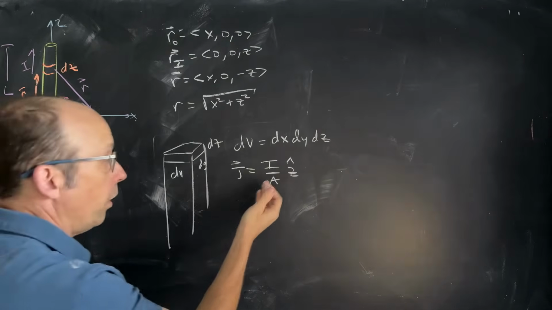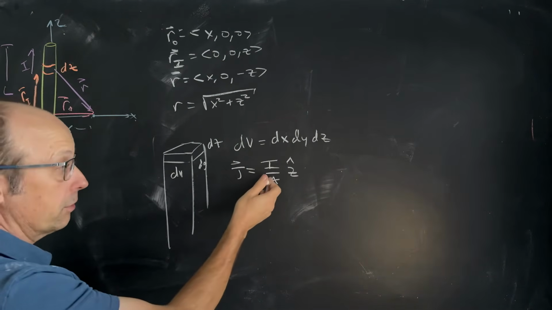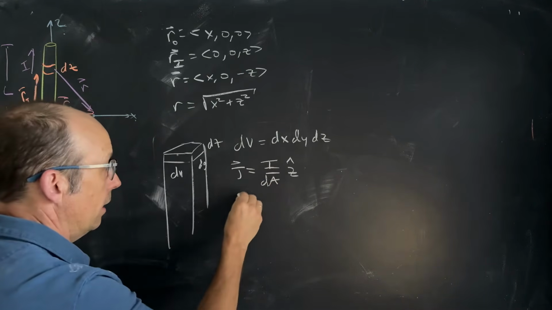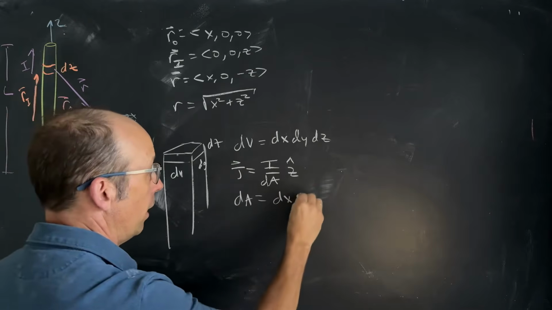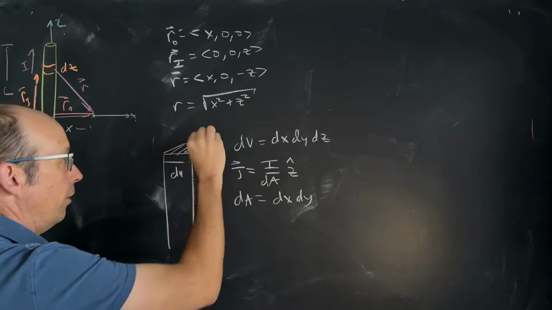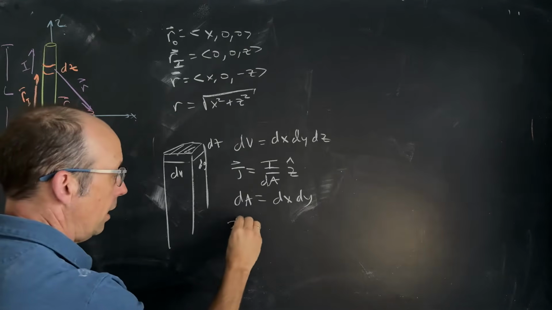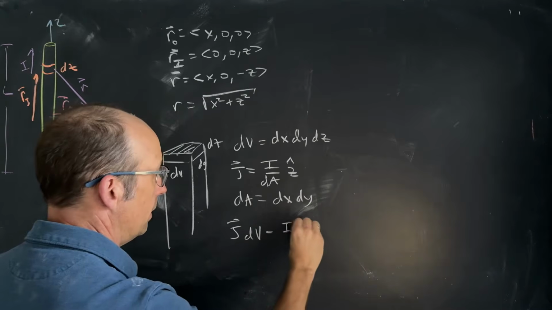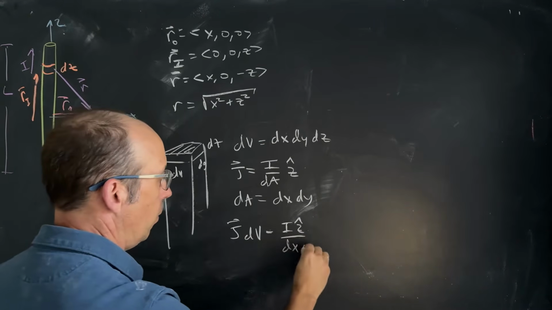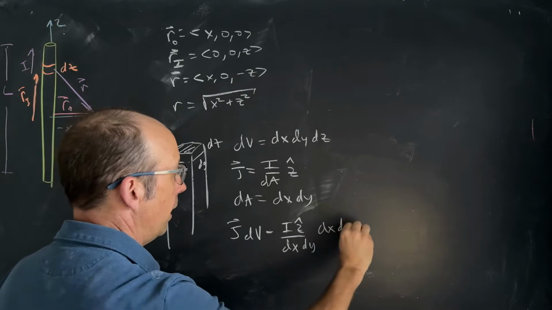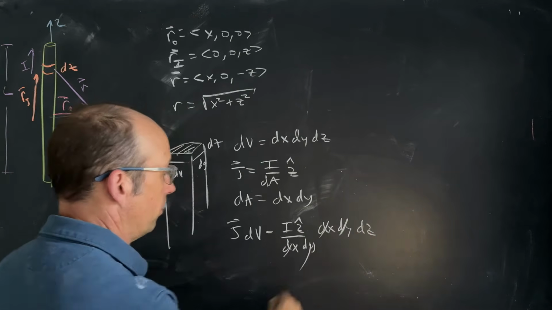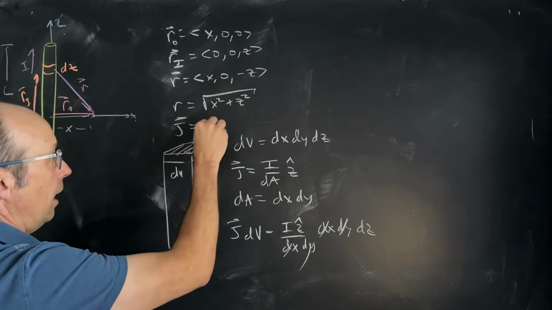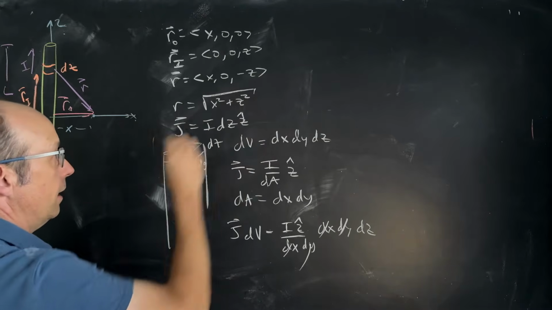But we want to write that as a differential, so we're really talking about dA, because we have a really tiny area. So dA is dx dy, right? Because that gives me my area of this thing. So J dV is going to be J, I z hat over dx dy, times dx dy dz. Cancel, cancel, cancel, cancel. So J dV is I dz z hat.